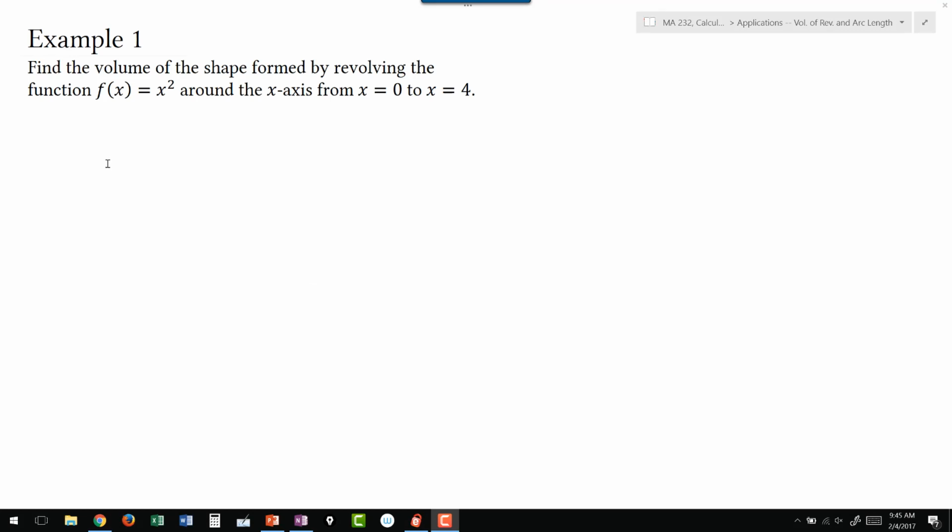Our first example involves finding the volume of the shape we would get if we revolve the function x squared around the x-axis from x equals 0 to x equals 4. We start by sketching a rough picture of what this shape would look like once we have performed the revolution around the x-axis. We begin with f of x equals x squared. The drawing won't be to scale, but it won't really matter either for our purposes.